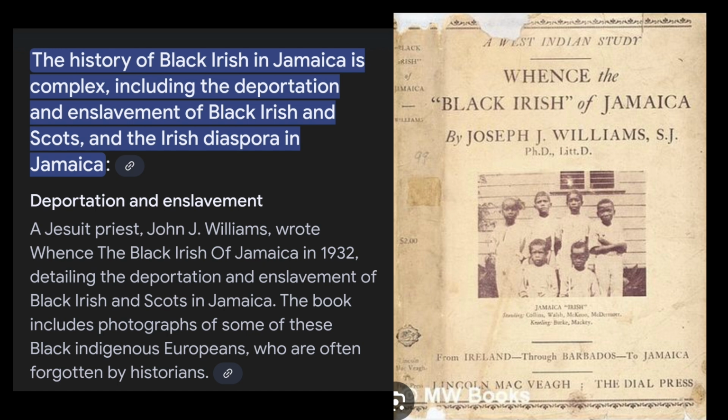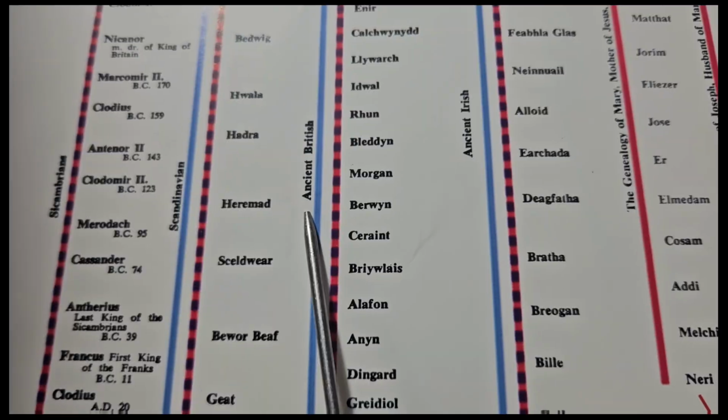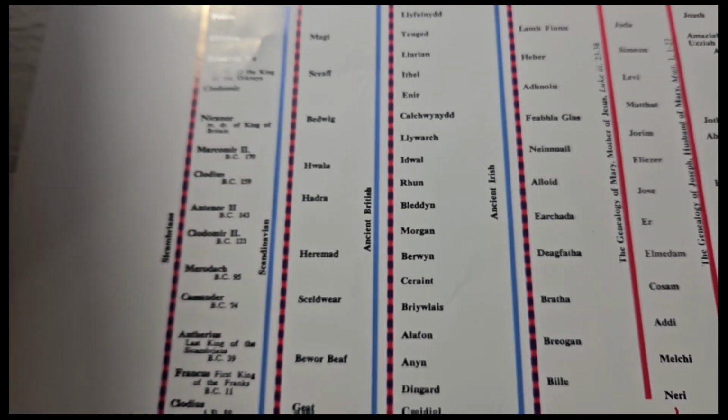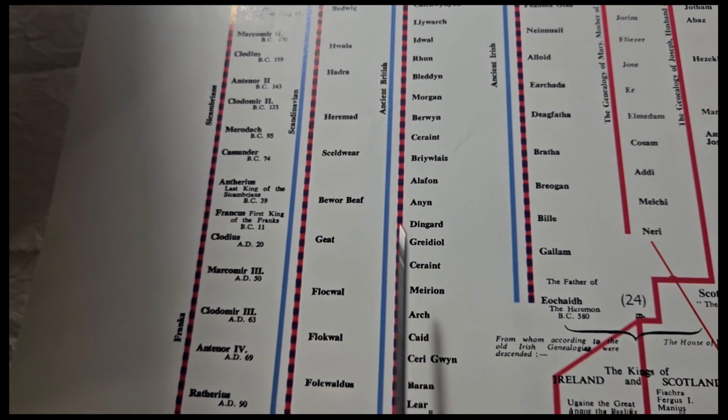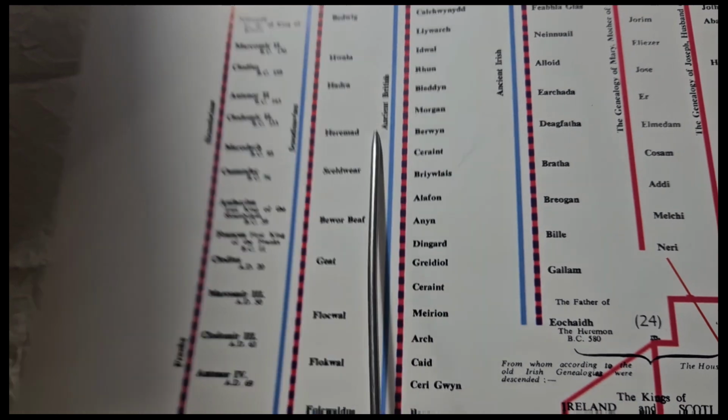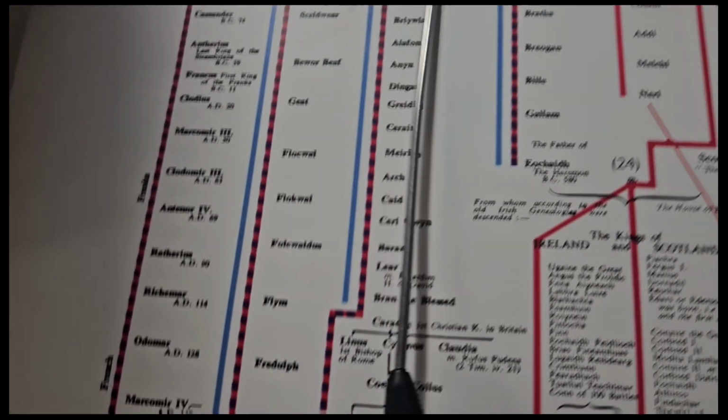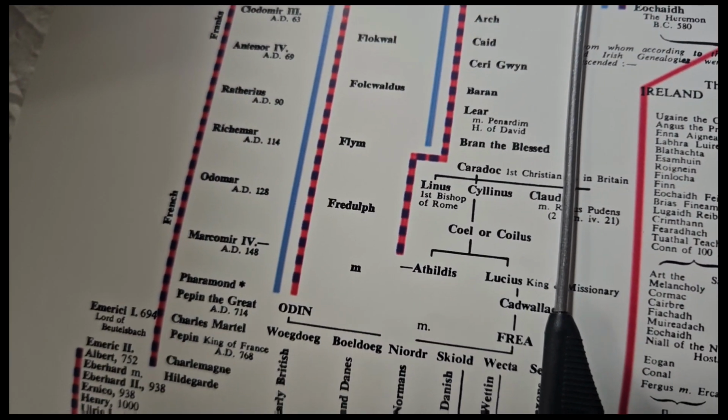I repeat, some of these photographs of these Black indigenous Europeans mean what? The original Europeans or original Scots, Celts, etc., who are often forgotten by historians. The ancient British. Okay. Anything that notes ancient is always referring to people of color. Okay.